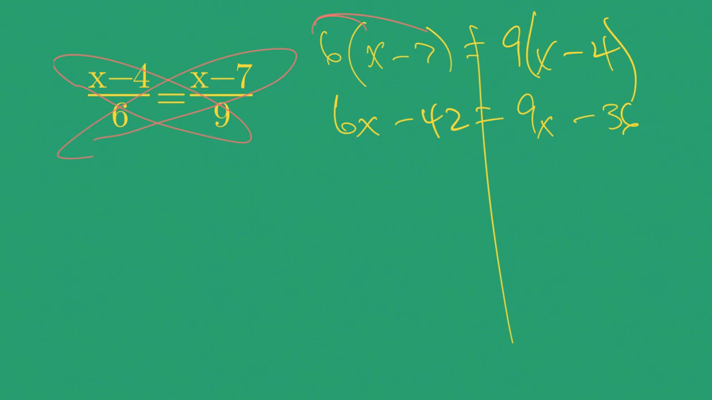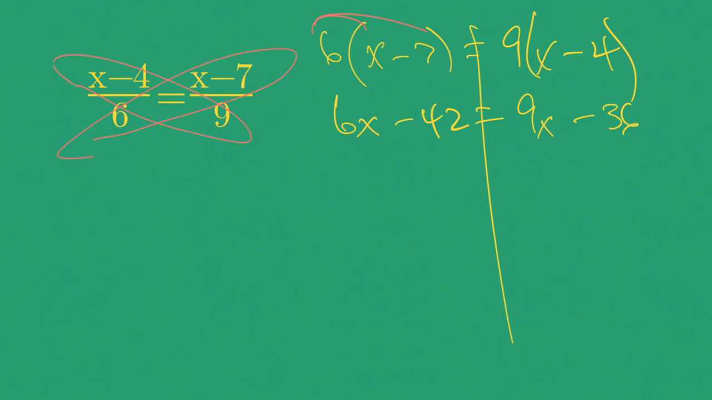Is each side as simple as it can get? Can you do 6x minus 42? Are we allowed to subtract those two things? Yes or no? No. 9x minus 36. Can we combine those two things? Yes or no? No. Say it with confidence, right? 9x has an x with it. Minus 36 doesn't. What side do you want your variables on, right or left?